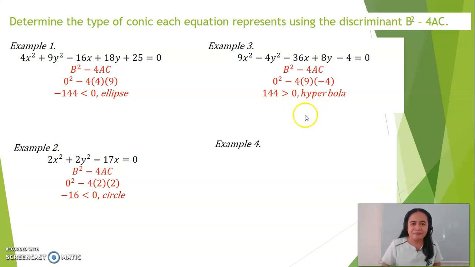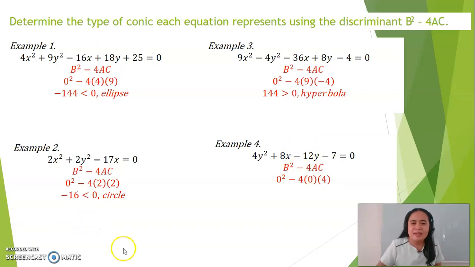Another example. Now in this case, making use of the discriminant formula, still there is no xy term. Then we'll have negative 4. Our a is 0 because we have no x squared term. And our c is 4. So with this, negative 4 times 0 times 4 would be 0. So, in this case, this is a parabola.